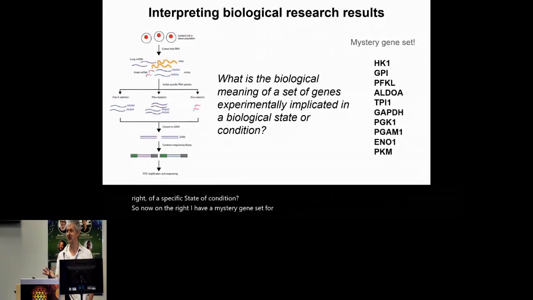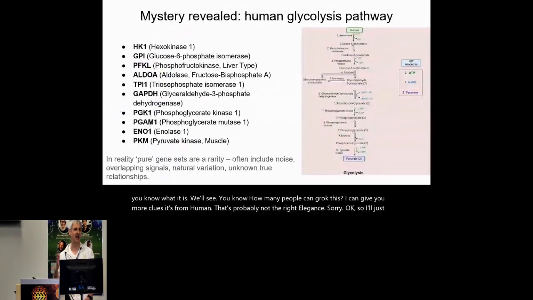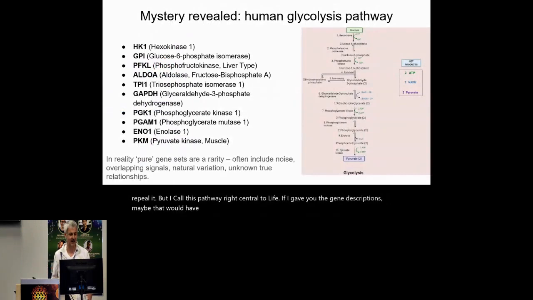Maybe raise your hand if you think you know what it is. We'll see how many people can grok this. I can give you more clues. It's from human. It's probably not the right audience, sorry. Okay, so I'll just reveal it. Glycolysis pathway, right, central to life. If I gave you the gene descriptions, maybe that would have helped, but maybe not, right?